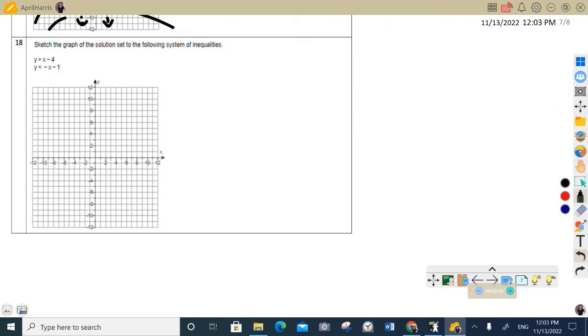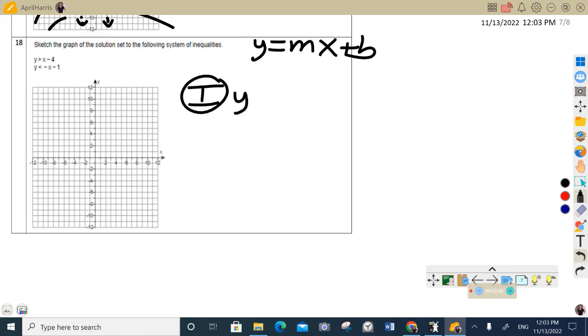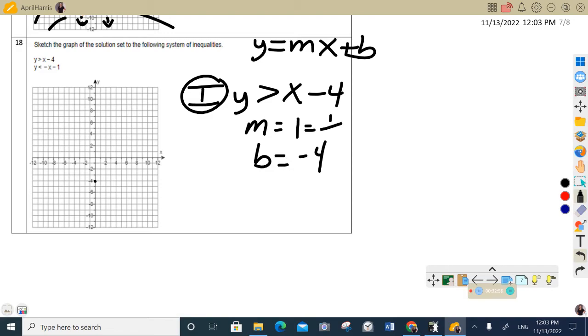Okay, question 18 wants you to sketch the graph of the solution set to the following system of inequalities. They give you both equations in y equals mx plus b form. So in your first inequality, y is greater than x minus 4. Your slope is 1 because that's the number out in front of x, and your b, your y-intercept, is negative 4. So we're going to go to negative 4, and then we're going to rise 1, run 1, because slope, if you want to make it a fraction where it's rise over run, you just put a 1 under it. So we're going to go up 1, over 1, up 1, over 1, up 1, over 1. Rise of 1, run of 1.